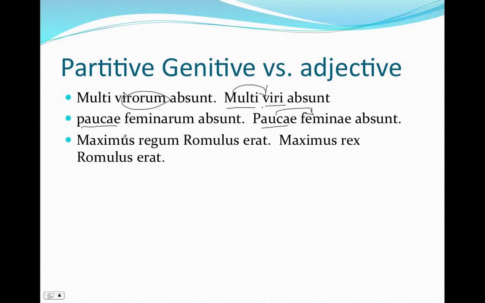And we can do the same thing with the superlatives. So maximus regum Romulus erat. The greatest of kings was Romulus. This is a different sentence from Romulus was a very great king. So maximus rex Romulus erat. Here, maximus is just an adjective modifying rex. We have no partitive genitive.